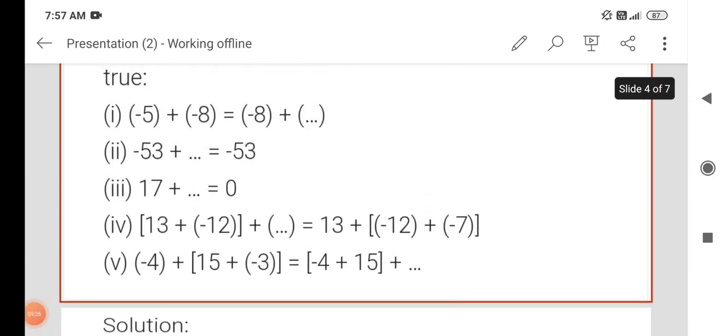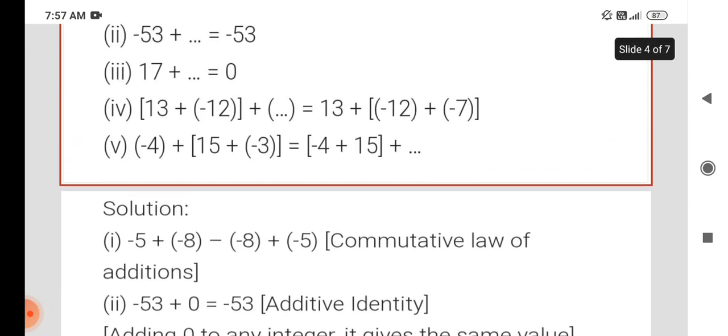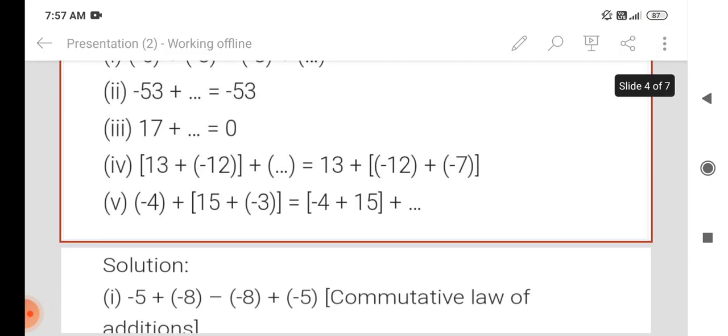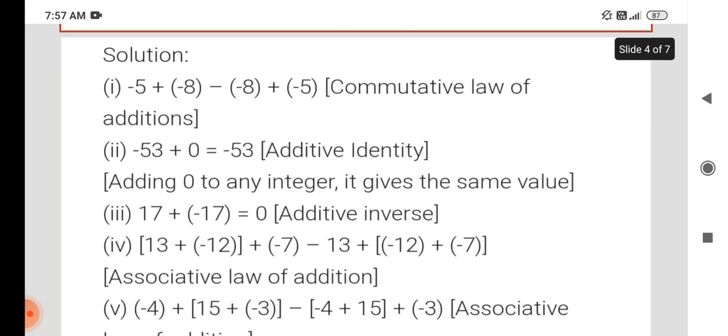and then the second part is -53. What do we add to fill it up, so that we get the answer -53? So I put 0 here, and 0 is the additive identity. Adding 0 to any integer gives the same value. Okay, and next is +17, and if I put -17, I get the answer 0. So it's the additive inverse.